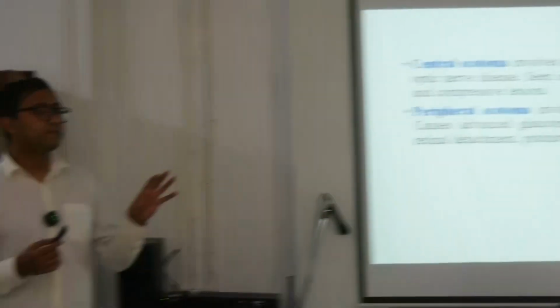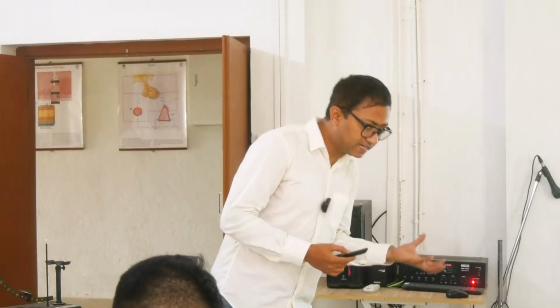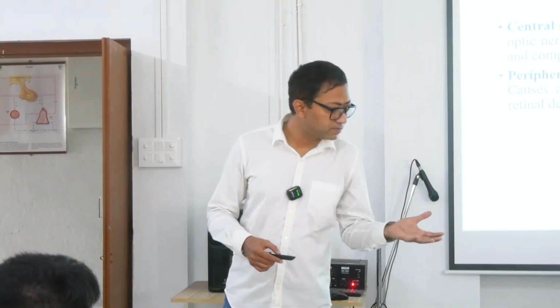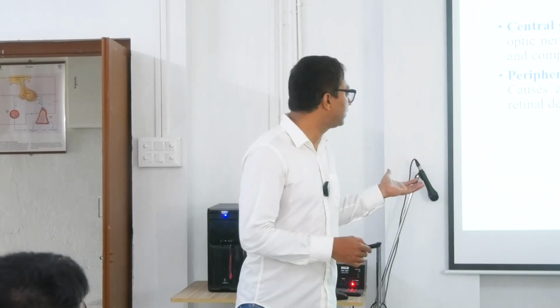So remember the situations where there is a defect in the central field of vision and the defect where there is a peripheral field of vision defect. Okay, which diseases cause central scotoma and which diseases cause peripheral scotoma?